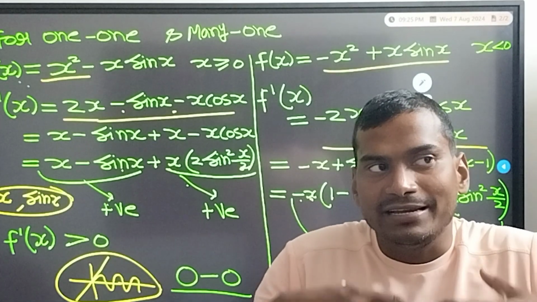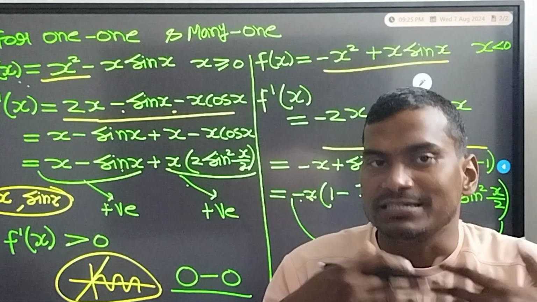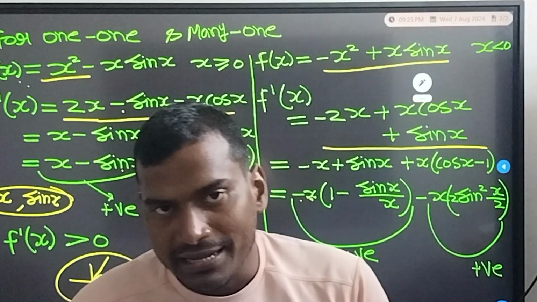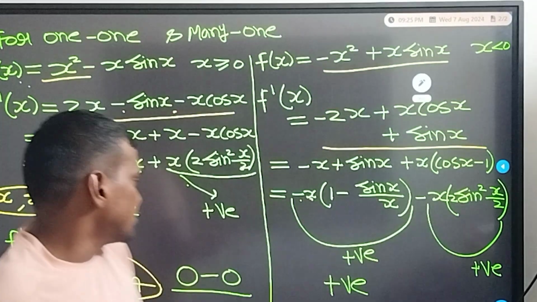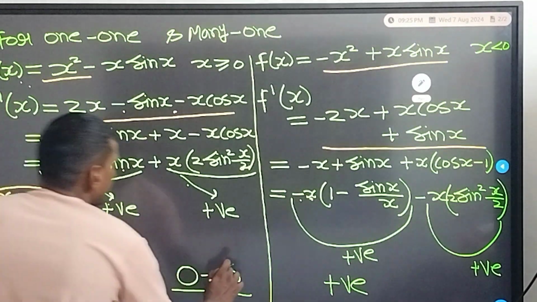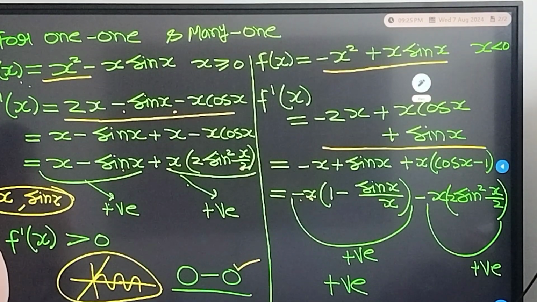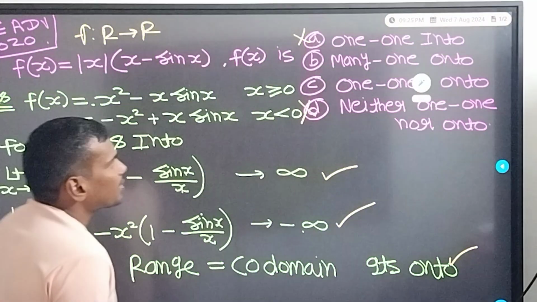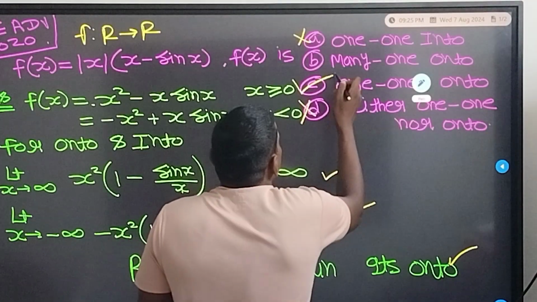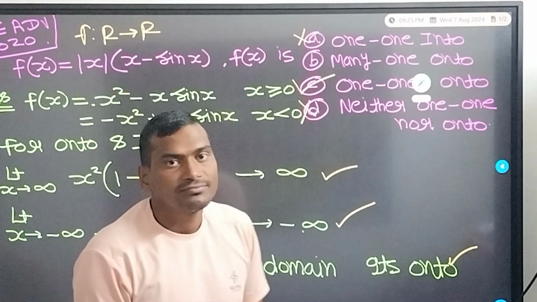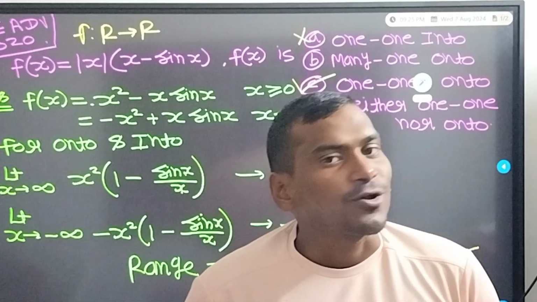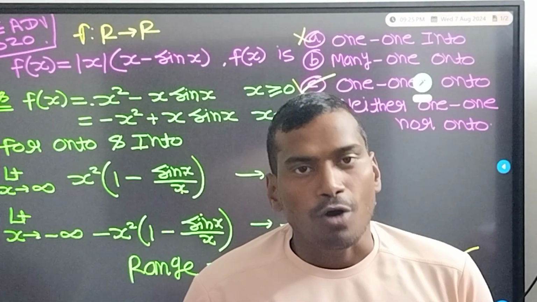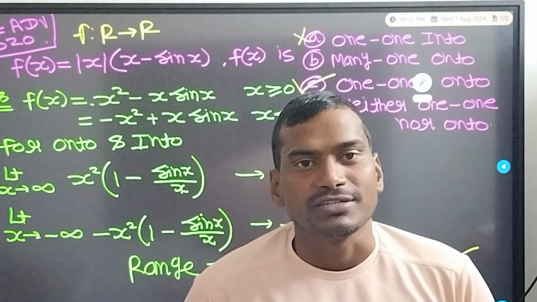Right? So if dy by dx is always positive or always negative throughout the domain, then what we say, the function is 1-1. So this function is also 1 to 1. So what will be our answer? Our answer will be 1-1 onto function. Right? So this was a very good problem from the type of functions topic from functions chapter.